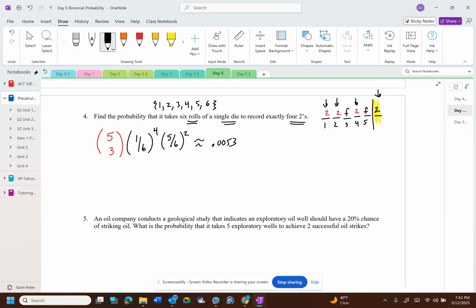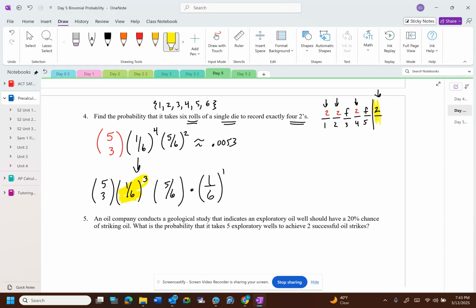By the way, one thing that people sometimes will do here is write this as 5 choose 3, 1/6 to the 3rd, 5/6 to the 2nd, and then put that other 1/6 at the end because the last trial has to be a success. But ultimately, because of exponent rules, we can combine these into just one. So it doesn't really matter how you do it. All right, but that's how that would work.